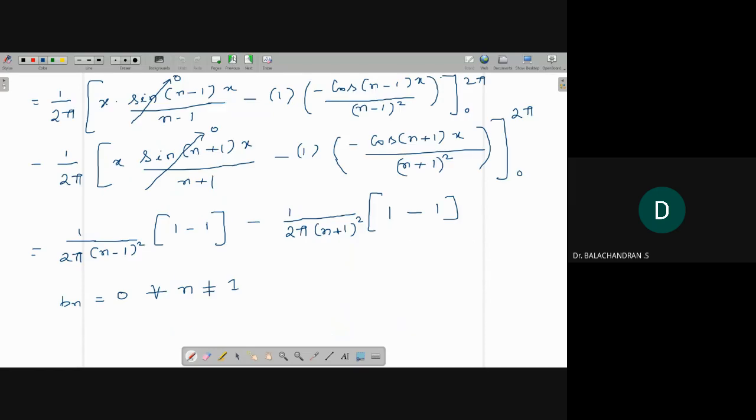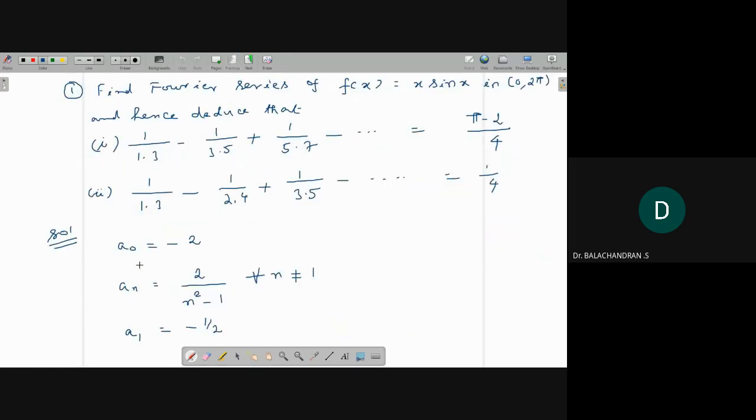So similarly, please go through yesterday's notes. Please go through the proof which I gave. a_n equal to 2 by n square minus 1. Here, when n is not equal to 1, it is working. When n equal to 1, it is infinity. That's why I need to find a_1 separately. In some problems, we even need to find a_1, a_2 also. It depends upon the problem.